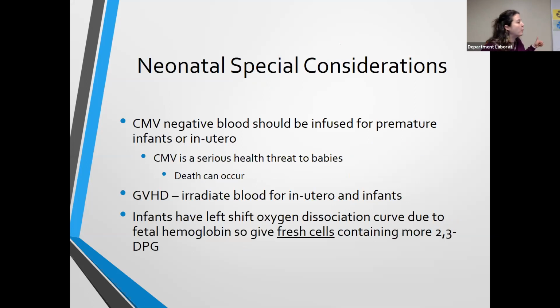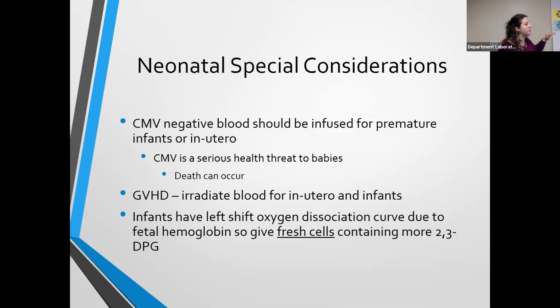Right, so there's another requirement for neonatal. So we have fresh, 5 to 7 days old, CPD, all right, so no Adsol. It also must be CMV negative. And I have told you guys about CMV negative before. Don't be surprised if some of your institutions no longer require CMV negative because they are doing leukodepleted, okay?